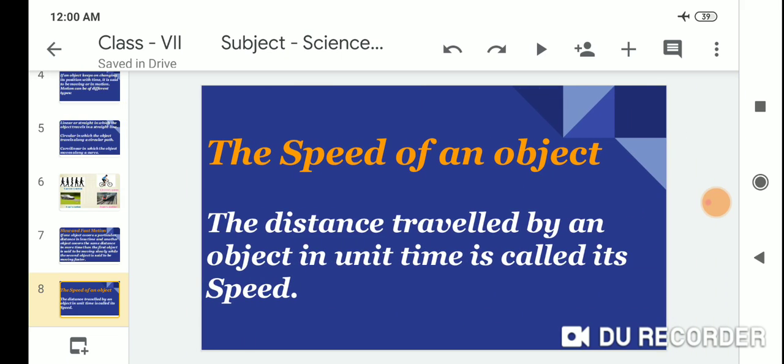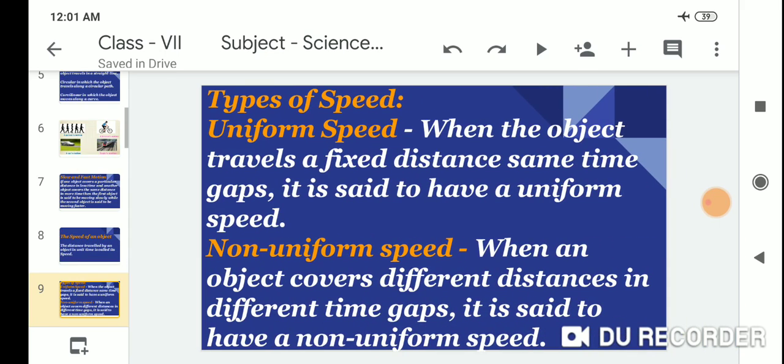Speed of an object: the distance traveled by an object in unit time is called its speed. There are two types of speed, uniform speed and non-uniform speed.